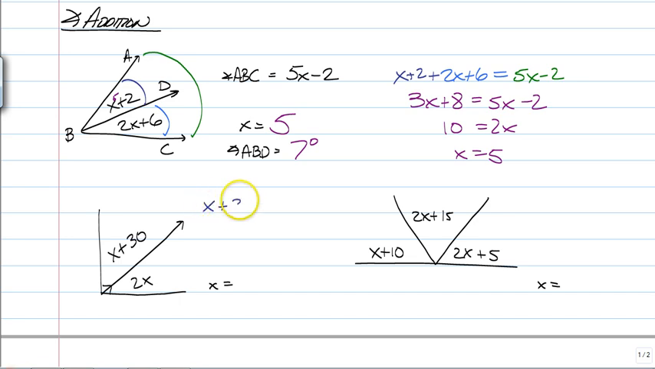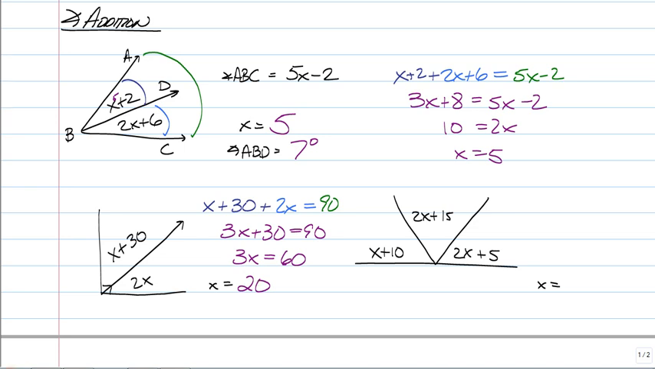So x plus 30 plus 2x is equal to the big angle, 90. And then solve away. 3x plus 30 equals 90. 3x is equal to 60. So x is equal to 20. And that's it.